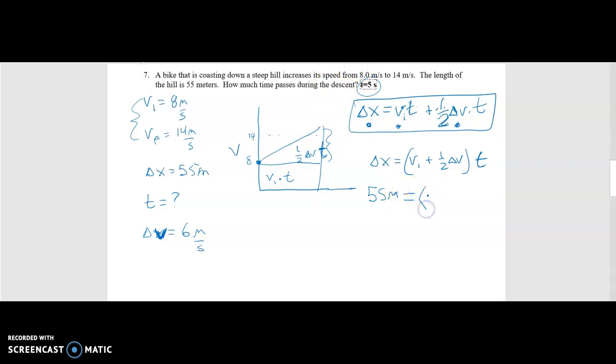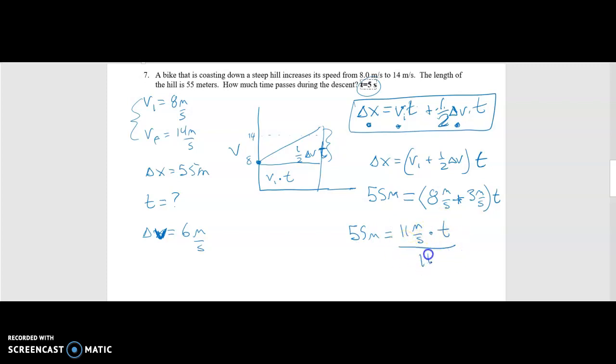Equals v initial, which is 8 meters per second, plus 1/2 of the change. If the change is 6 meters per second, half of that would be 3 meters per second, all times t. So we know that 55 meters equals 11 meters per second times t.